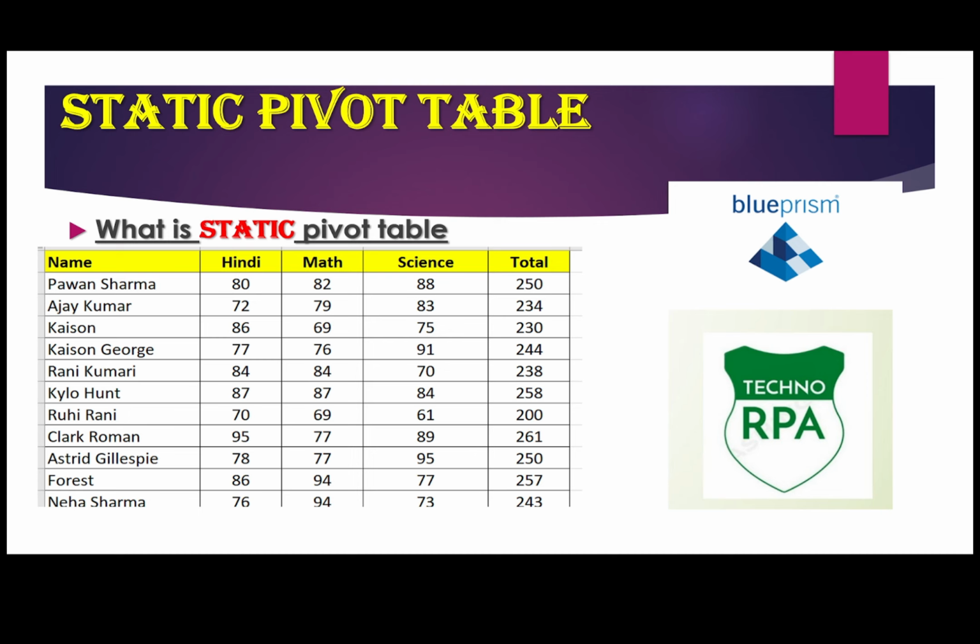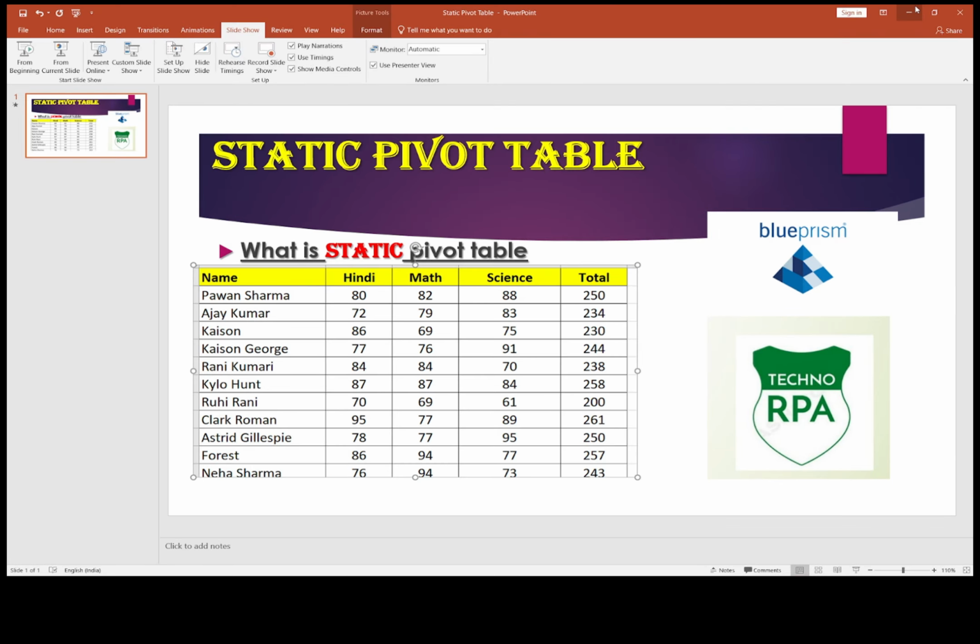So today we will learn about the static pivot table, how we can do that. This is part of Excel, but if we are a Blue Prism developer, we are required to know these things: what the static and dynamic pivot tables are. So today we'll discuss the static pivot table. Let's see how it works, what changes we need to make, and manually go through the steps to understand how it works.